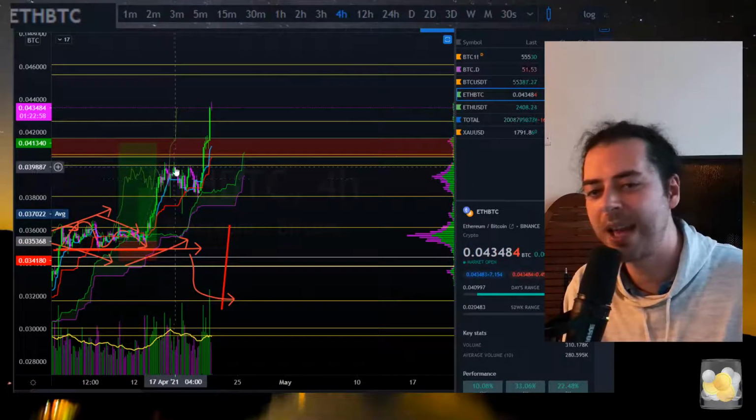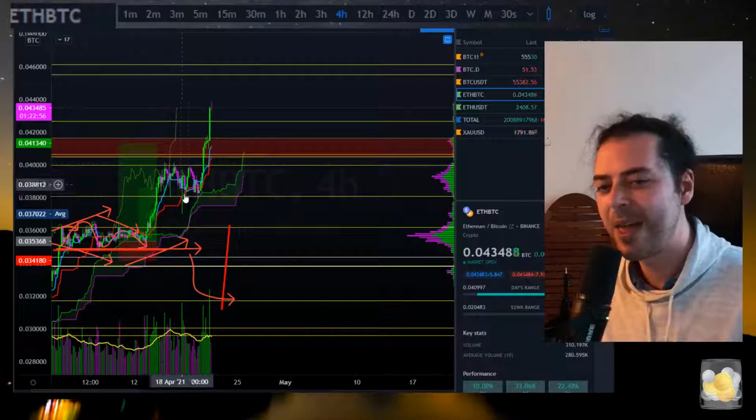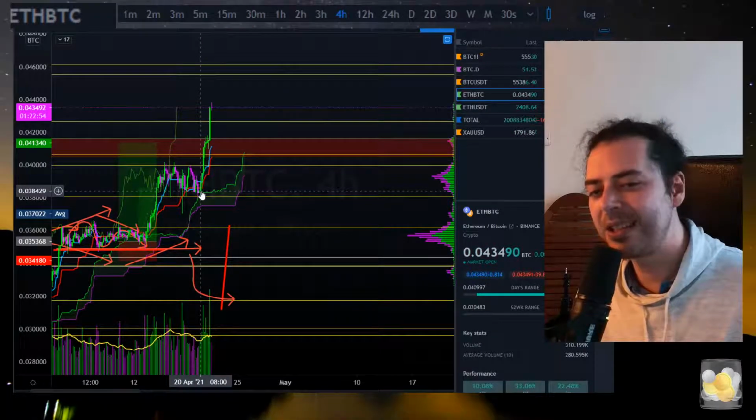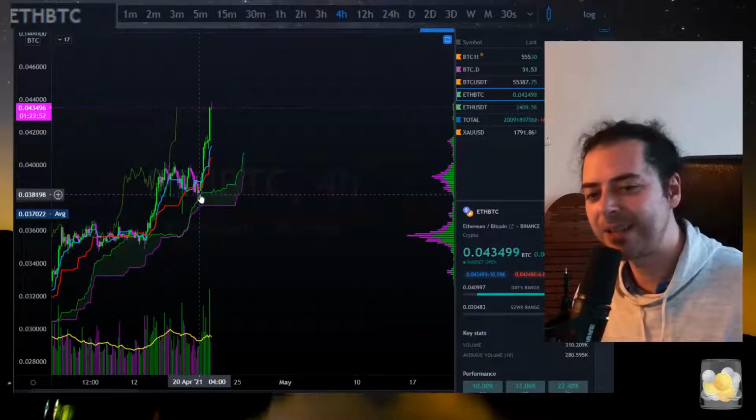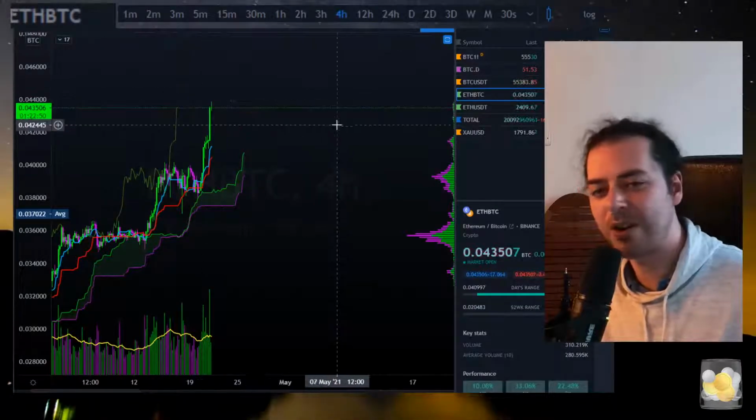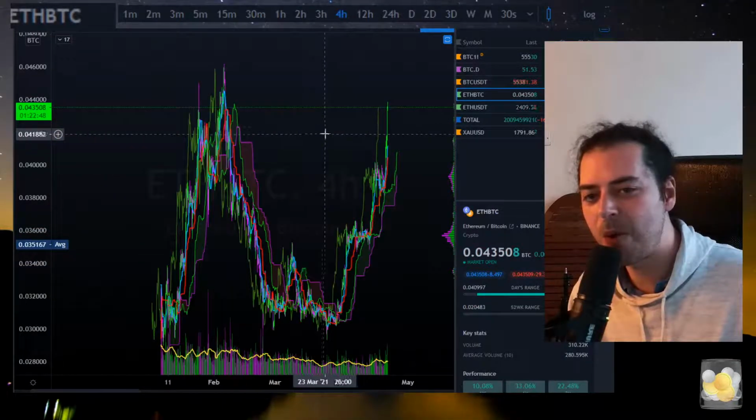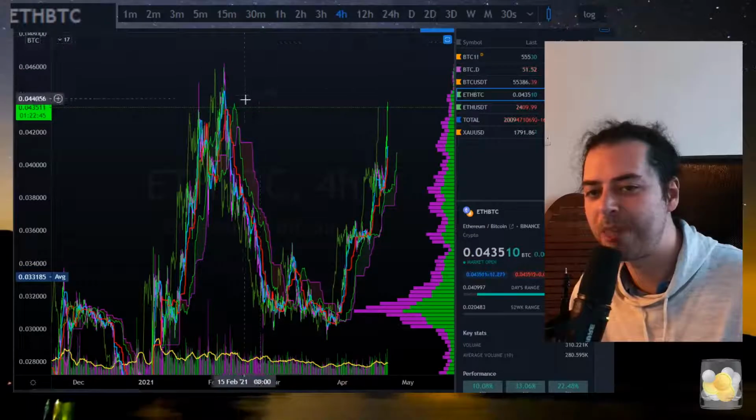We did see a pullback. Actually, we talked about this on the live stream the other day, coming in, testing the Ichimoku cloud at this price point at the 38 and moving on up, which is very, very good. Now, what we're looking to do is move on and break past these previous areas.